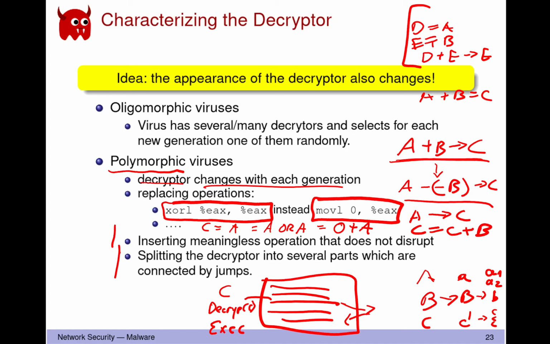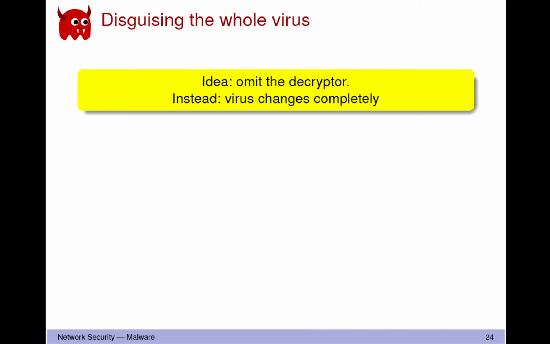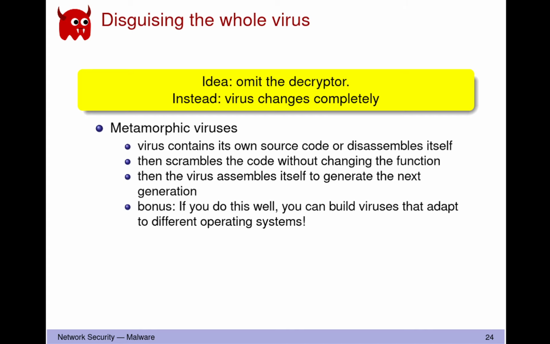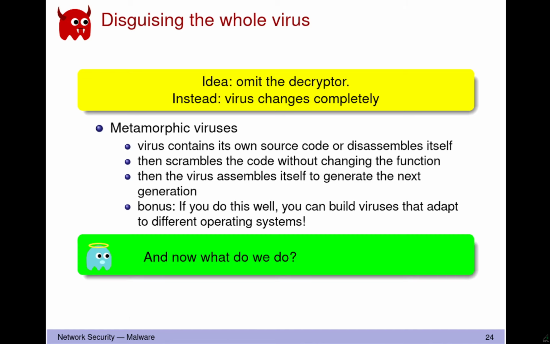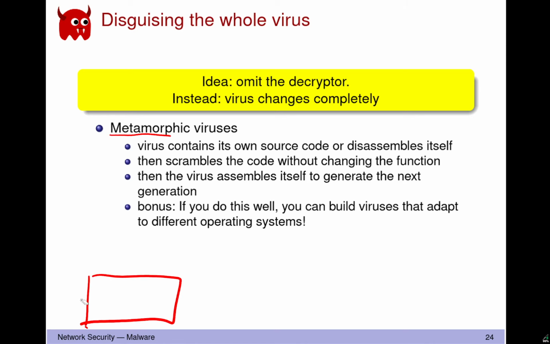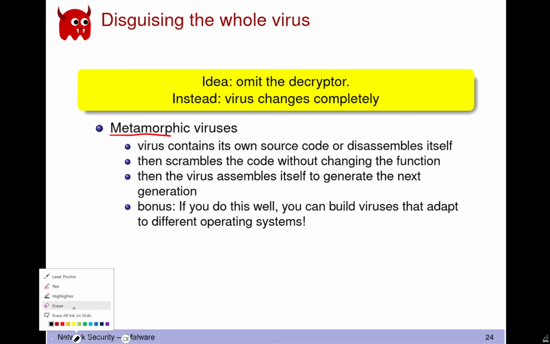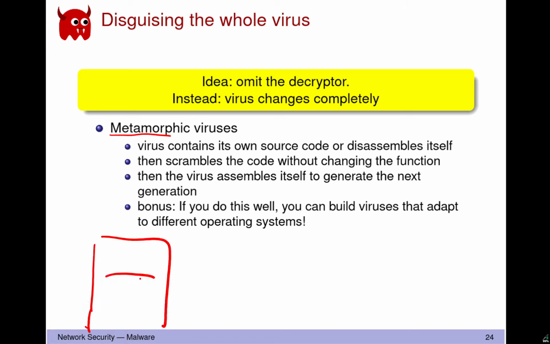Okay, so this is getting even more difficult. And you can also get rid of the crypto itself and change the virus completely. We have so-called metamorphic viruses, where the main idea is that you have the code, and the code has the regular virus elements. It has the links. These are all the malicious executables.